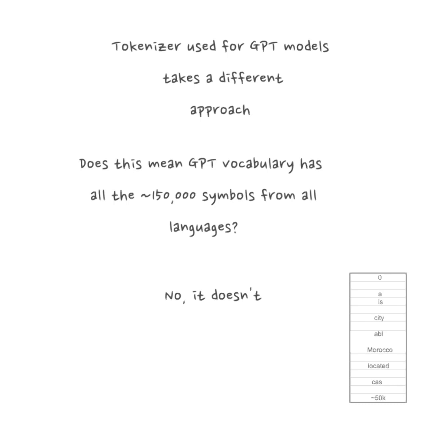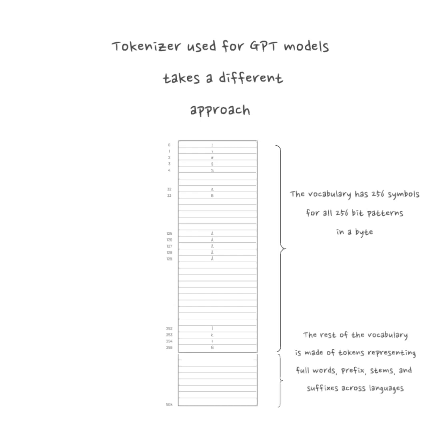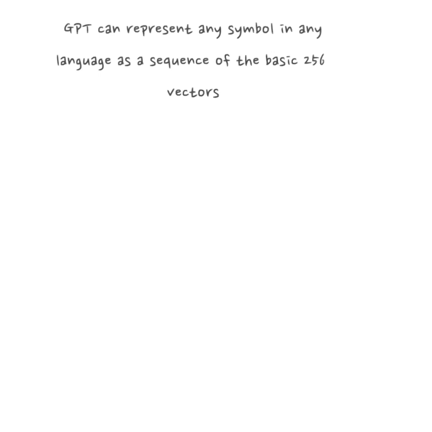The tokenizer used in the GPT family takes a clever approach to avoid having such a large vocabulary representing all 150,000 symbols from all languages. GPT's vocabulary has 256 vectors representing all the 256-bit patterns in a byte. A sequence of one or more of these vectors is used to represent any alphabet in any language. In addition to these 256 vectors, the vocabulary also has vectors for tokens in any language. These tokens are harvested from a training corpus based on their frequency of occurrence. This simple approach enables the tokenizer to handle any individual symbol or token in any language.